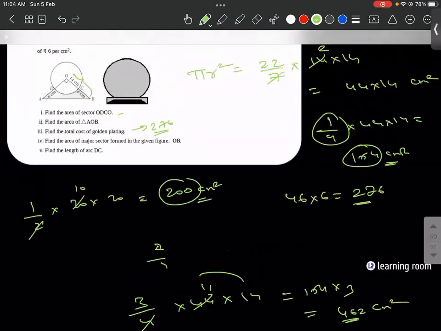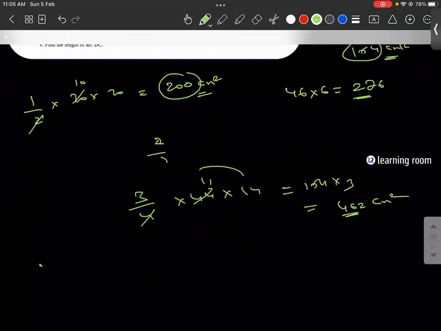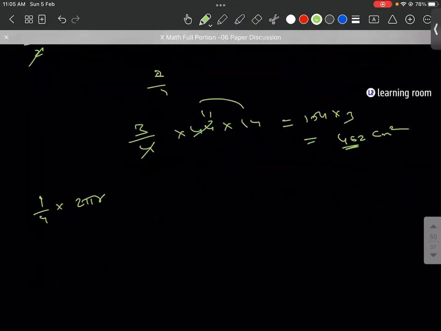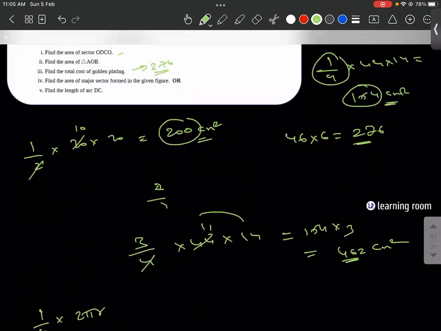Find the length of the arc DC. So 1/4 of 2 pi r. So 1/4 of 2 into 22 by 7 into r, which is 14. This goes 2 times, this goes 2 times. The answer will be 22 centimeters. This is a simple problem, right?